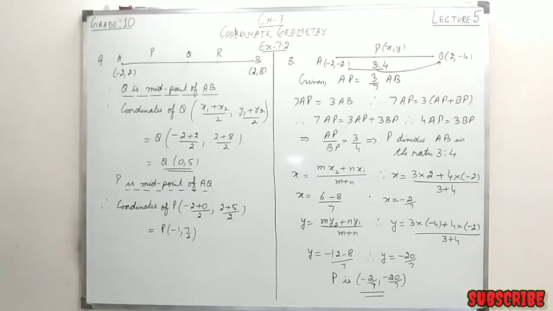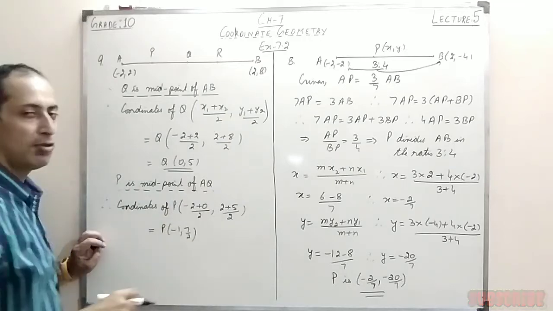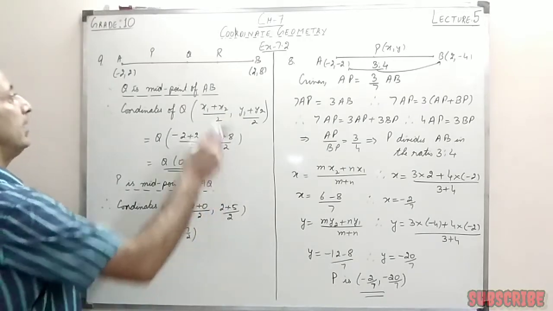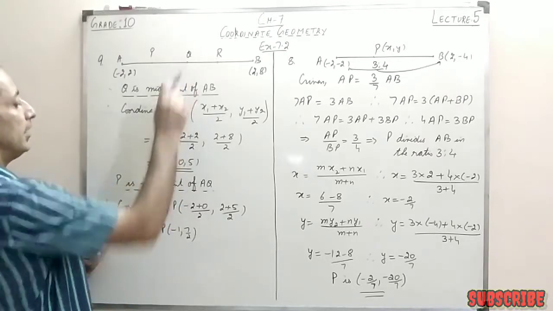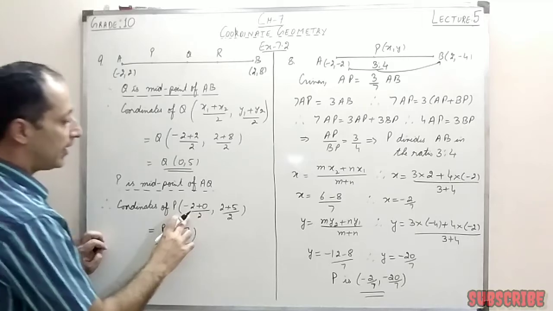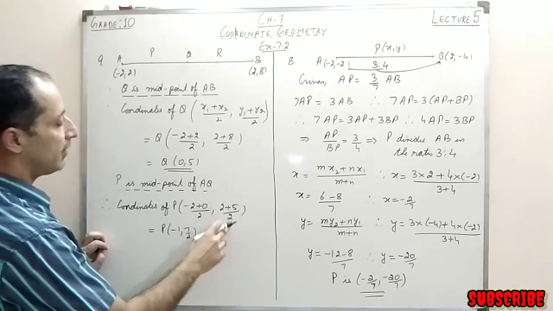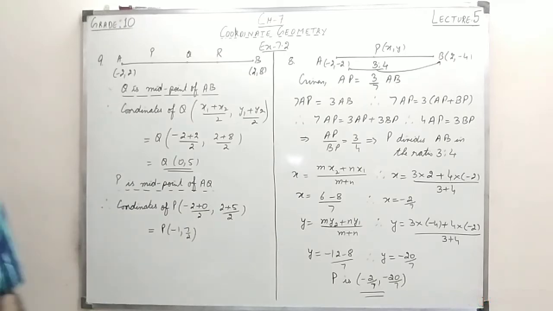So P is the midpoint of AQ, therefore coordinates of P will be, again I use this relation (x1 plus x2) upon 2. But in this case, x1 is minus 2 and x2 will be 0 because P is the midpoint of AQ. So I take x2 as this. So I write (minus 2 plus 0) upon 2 and (2 plus 5) by 2. I get it as P equals to minus 1, comma 7 by 2.